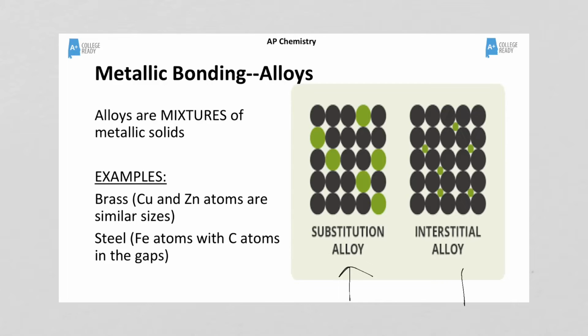And interstitial alloys, when you're going to have something like a transition metal with something really small tucked into the gaps, like carbon or silicon or boron, something that is a much smaller size and a couple periods higher.